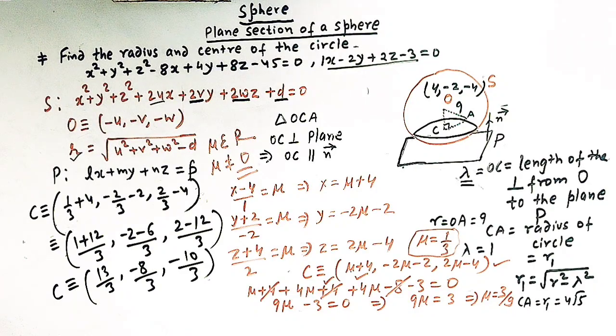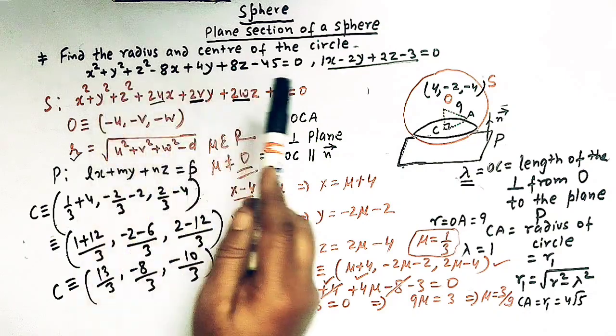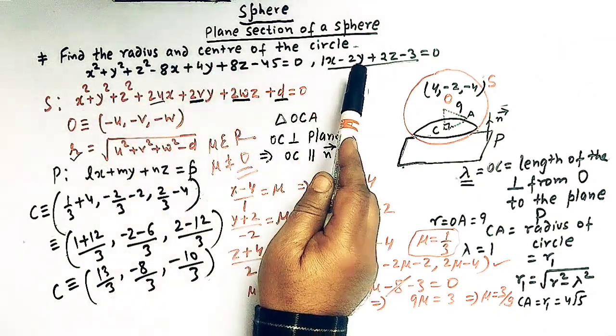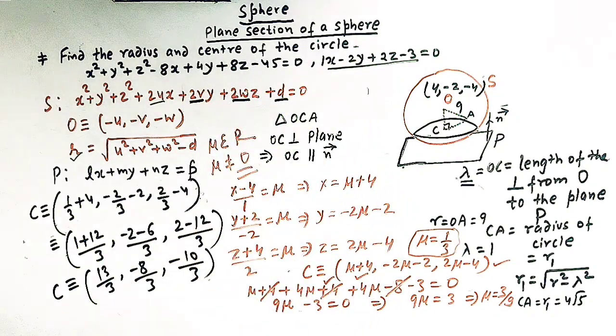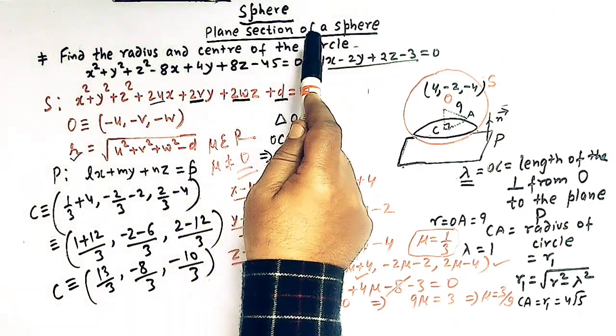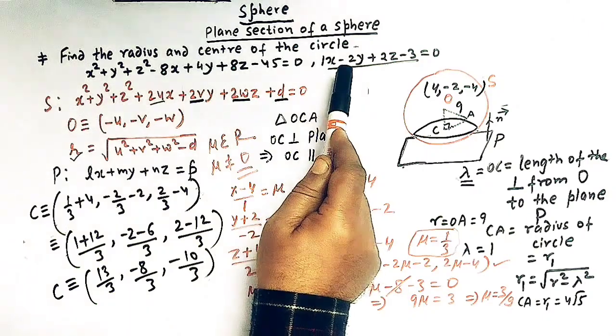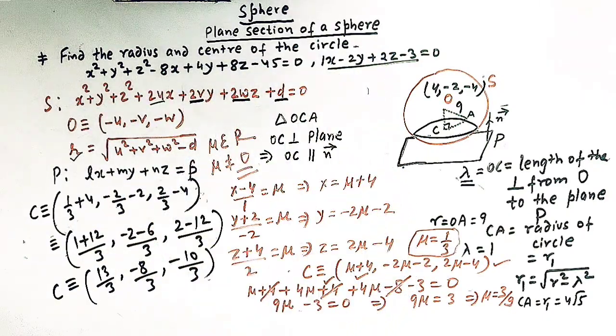So viewers, this is how by the application of all these concepts, we can easily find out the radius and center of the circle, which is represented by the combined equation of the sphere and the plane, right? And it is important to note that whenever we get a circle by a plane section of a sphere, then the combined equation of the sphere and the plane is represented by that circle, right?